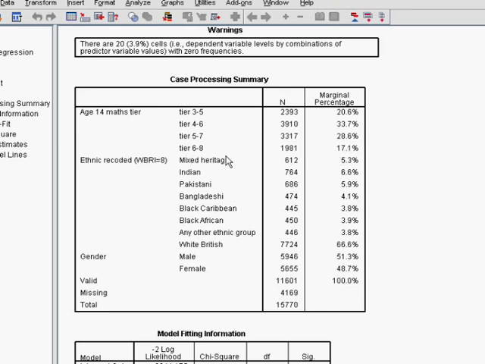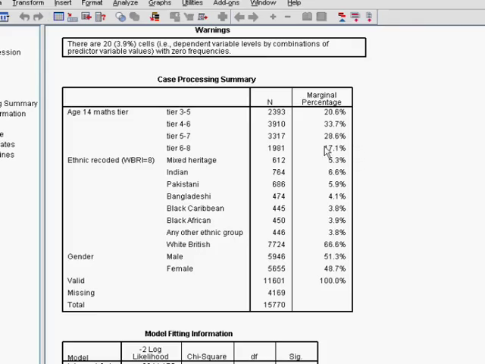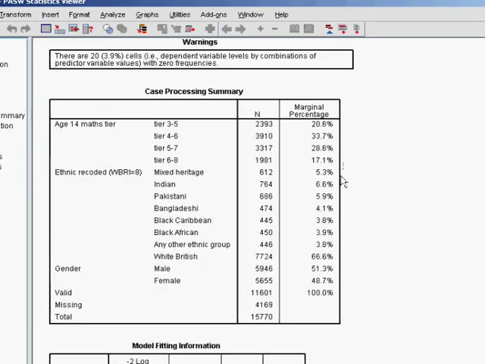And you can see that actually the highest maths tier was the least popular at 17.1%, and the most popular one was tiers 4 to 6. But actually all four are quite well represented. There's a good proportion of the students in each.